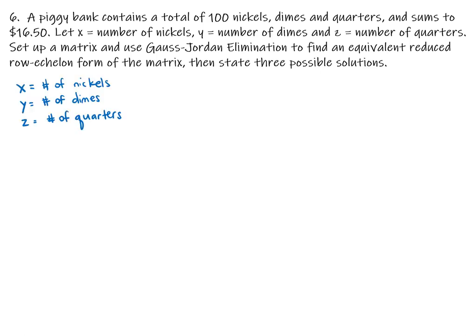Now it says x, y, and z are the number of nickels, dimes, and quarters respectively. And we have a total of 100 nickels, dimes, and quarters. So a total means we're going to add all of them up. So the sum of nickels, dimes, and quarters would be 100 total coins.